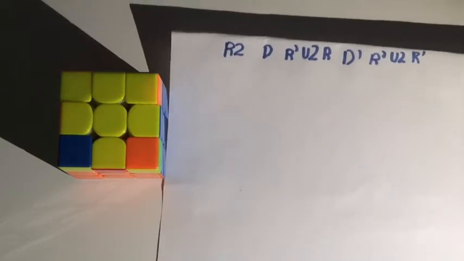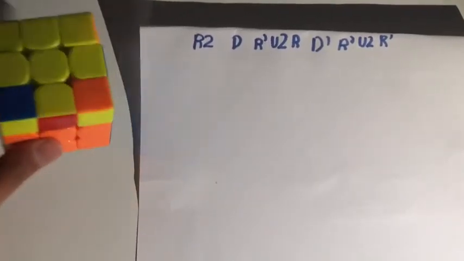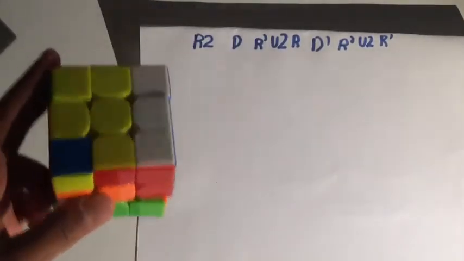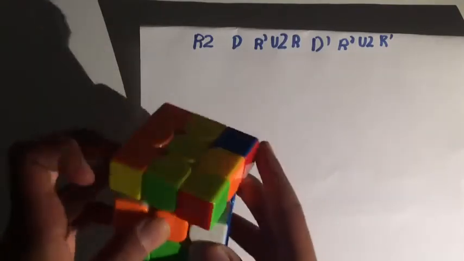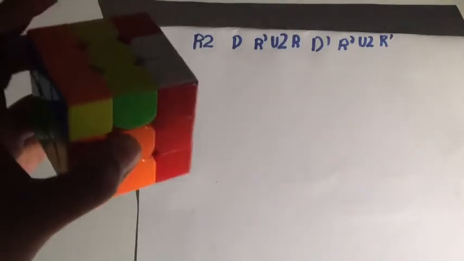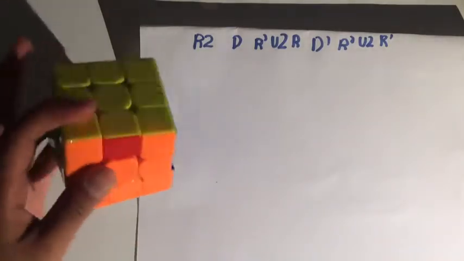This is the last case of the step. It's called T. You recognize it by having 2 yellow corners on top, and the other 2 corners make headlights. So you put the headlights on the front, and you do the algorithm R2, D, R prime, U2, R, D prime, R prime, U2, R prime. And that will solve the case.